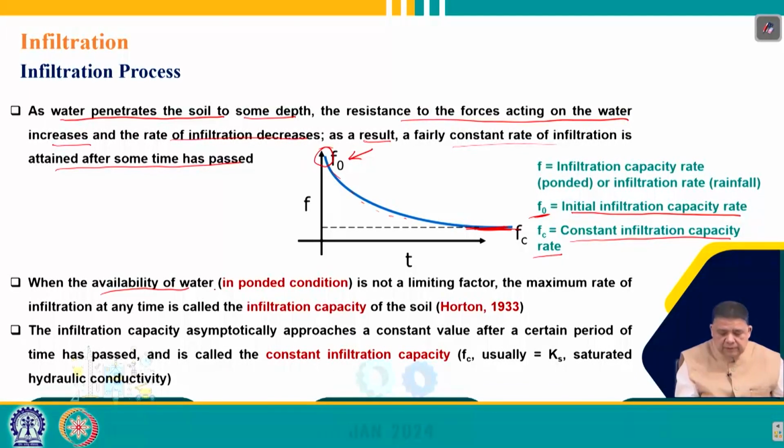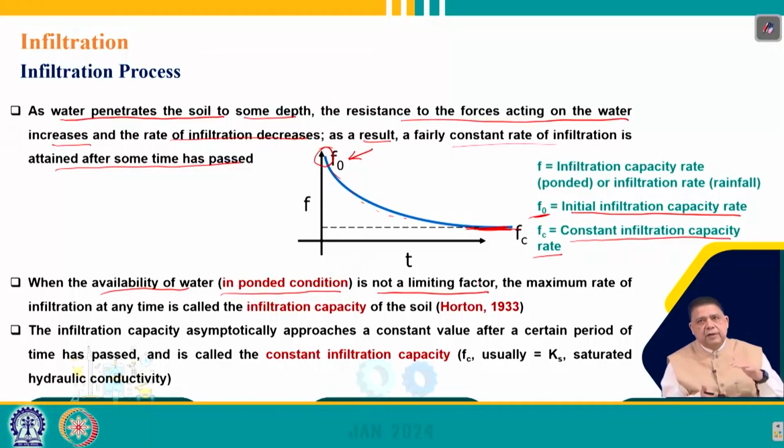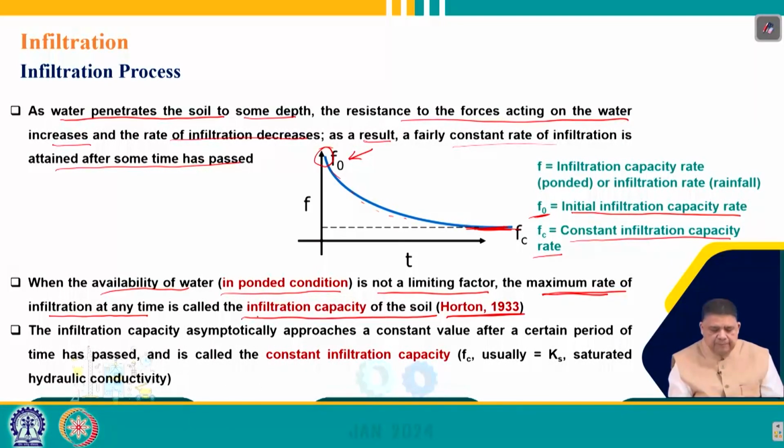When the availability of water, which is the case when water is ponded on the surface, is not a limiting factor, then where there is a ponding water supply for a time, the maximum rate of infiltration at any time is called the infiltration capacity of the soil, and this was defined by Horton in 1933. So, when water is ponded on the surface, obviously that assumes there is a continuous supply of water, then water is not a limiting factor, and it is the infiltration capacity of the soil that determines how the infiltration rate will change. So, that is why the infiltration rate is the infiltration capacity of the soil.